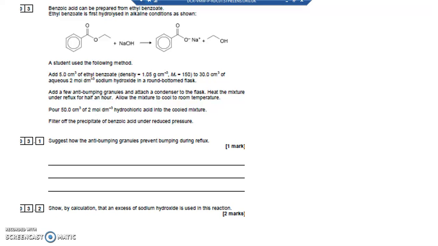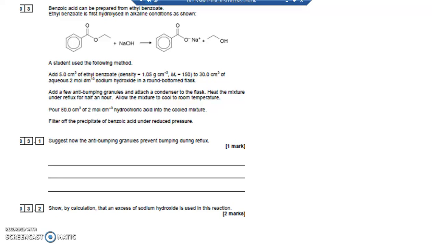To 30 centimeters cubed of aqueous 2 mole decimeter cubed sodium hydroxide. So we've been given a volume and a concentration, so we need to work out moles there, because concentration is moles divided by volume. We could also work out number of moles of either of those, because we've got the formulae. Add a few anti-bumping granules and attach a condenser to the flask.